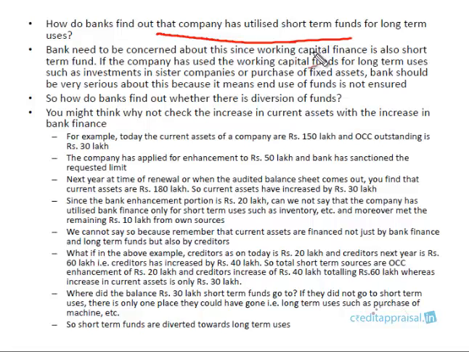This is a very important point, because you should be knowing as a banker whether the company has engaged in diversion of funds. Then you can take corrective action. But first of all, you should know whether a company has diverted the short-term funds to long-term uses. So let us see how you're going to find out. The starting point, you might get an idea, why not just check the increase in current assets, compare it with the increase in bank finance?